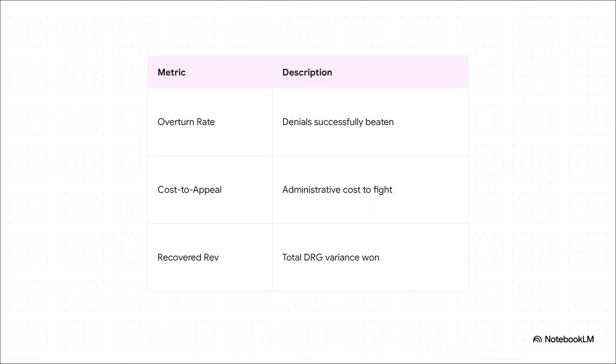So, the crucial point for us is how we actually measure our success in fighting these off. As an executive, you need a denial management dashboard tracking all of this financial leakage. You have to meticulously weigh your net overturn rate. Basically, how many of these denials are you actually beating? And you have to compare your cost to appeal against your total recovered revenue. I mean, think about it. If it costs you $1,000 in administrative time just to fight for a $500 DRG variance, you are losing money even when you win. This dashboard really has to be your financial compass.